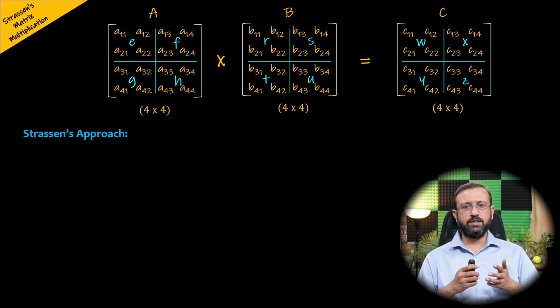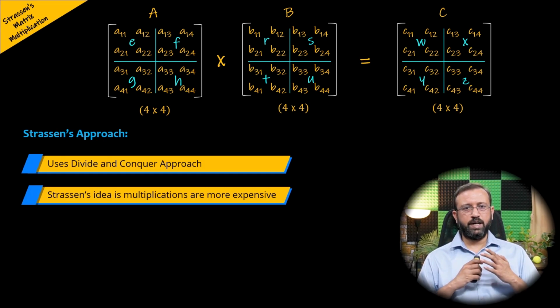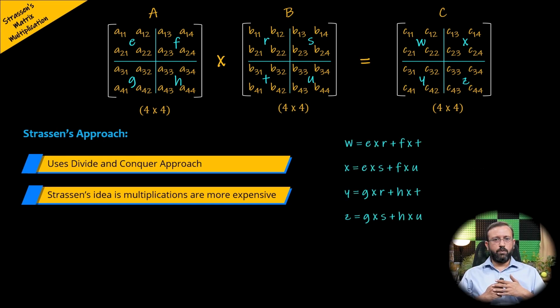Now let us look at the Strassen's matrix multiplication method. The time complexity of matrix multiplication can be improved by using Strassen's method, which also uses the divide and conquer approach. The idea behind this approach is that, in terms of complexity, multiplication operations are more expensive than addition operations. If we observe, the 4 formulas for computing the product of matrices take 8 multiplications and 4 additions. Strassen discovered a way to compute the product using only 7 multiplications and 18 additions or subtractions.